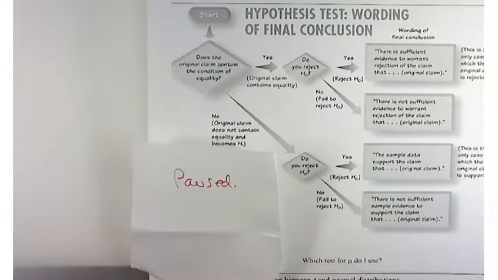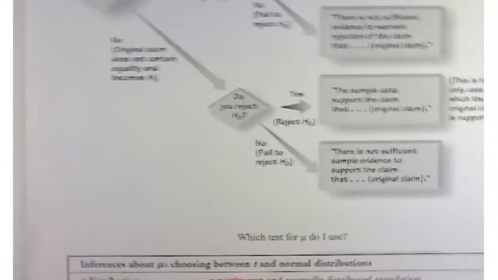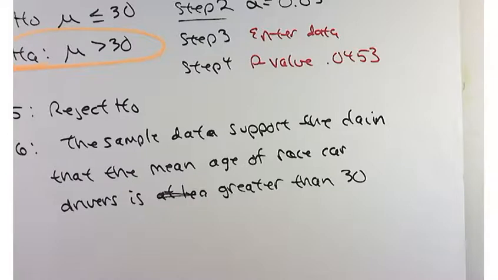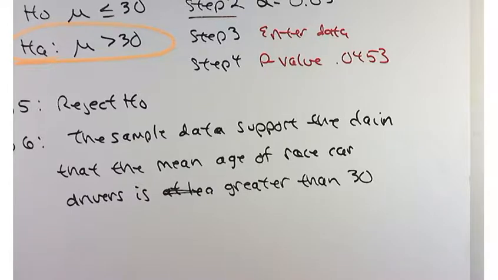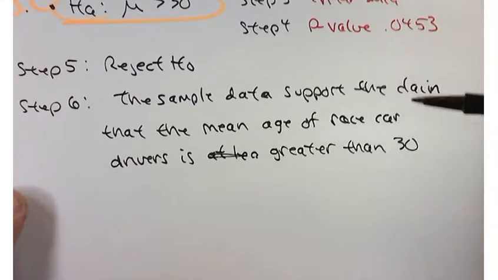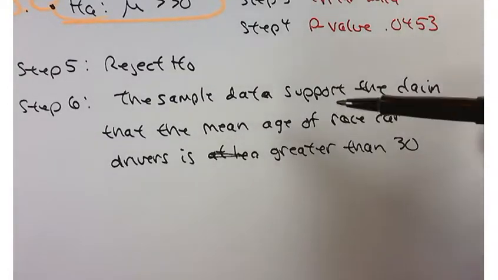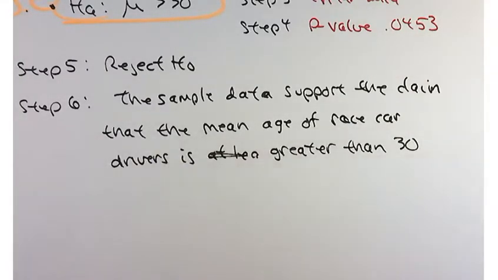Someone want to give it a shot? State their conclusion for yourself and the world. Max? Sample data support the claim that the mean age of all drivers is greater than 30 years. Perfect. Now, the author seems to like to go back to the idea about the sample data support the claim sometimes, and I kind of like that. I mean, these are conclusions based on data. They're not empirically proved facts to the extent that a math proof is, but we're pretty confident in our conclusions. So the sample data support the claim that the mean age of race car drivers is greater than 30.